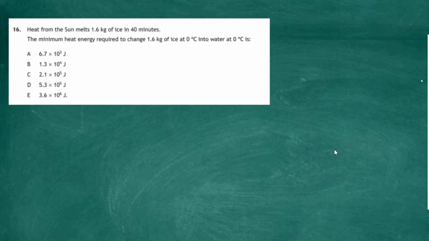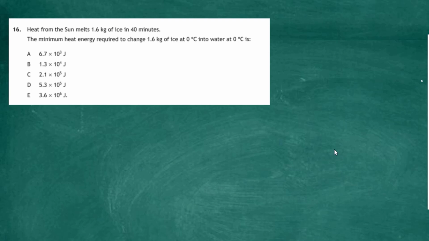Question 16 from the 2022 National 5 Physics Examination from the SQA, taken from Section 1. Heat from the sun melts 1.6 kilograms of ice in 40 minutes. The minimum heat energy required to change 1.6 kilograms of ice at 0 degrees Celsius into water at 0 degrees Celsius is, and you're given 5 responses.